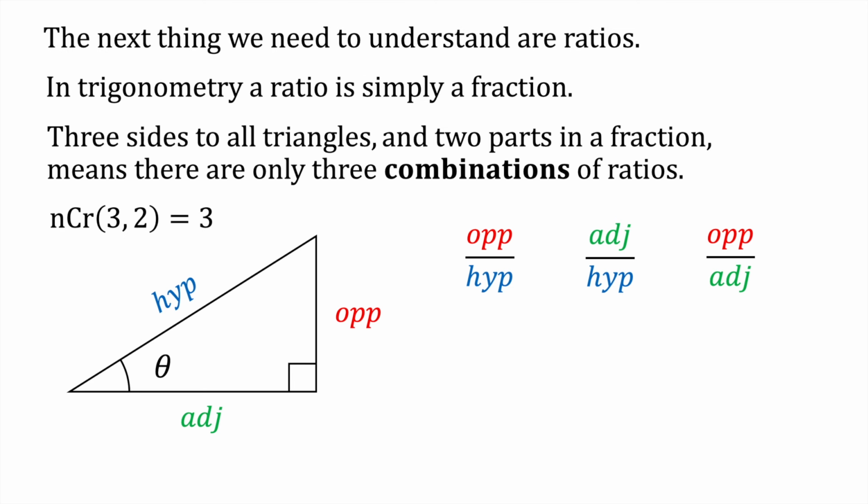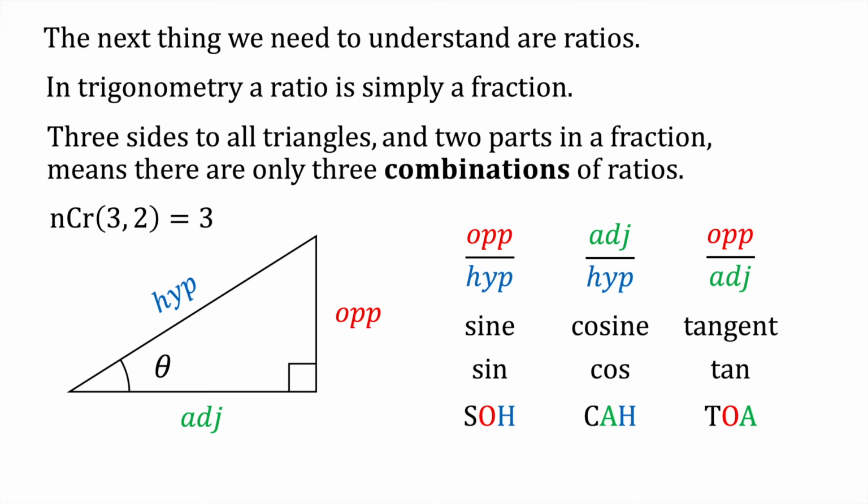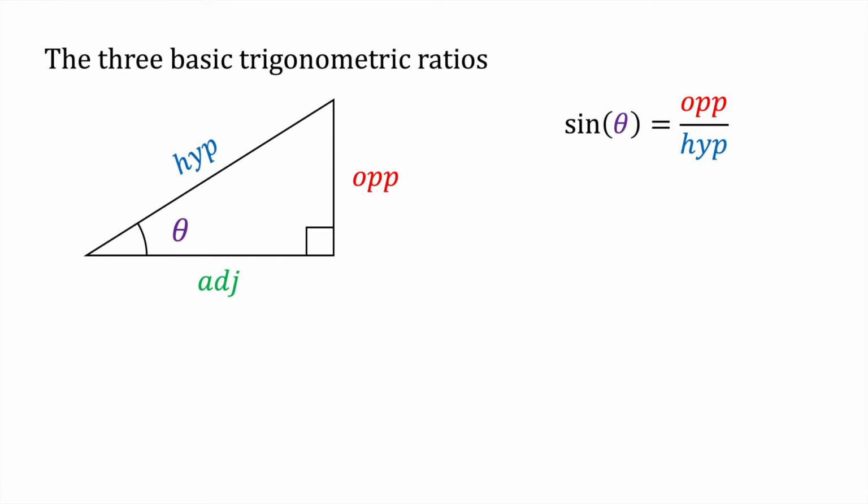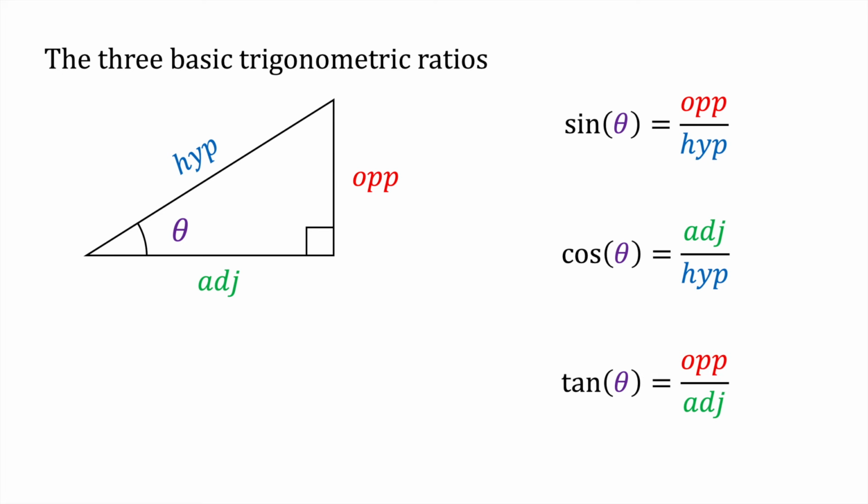The ratio of opposite divided by hypotenuse is called the sine ratio. The ratio of adjacent divided by hypotenuse is called the cosine ratio. And the ratio of opposite divided by adjacent is called the tangent ratio. These ratios are abbreviated to sin, cos, and tan. The mnemonic used to remember these ratios is SOH CAH TOA. The three basic trigonometric ratios are sine theta equals opposite divided by hypotenuse, cosine theta equals adjacent divided by hypotenuse, and finally, tangent theta equals opposite divided by adjacent.